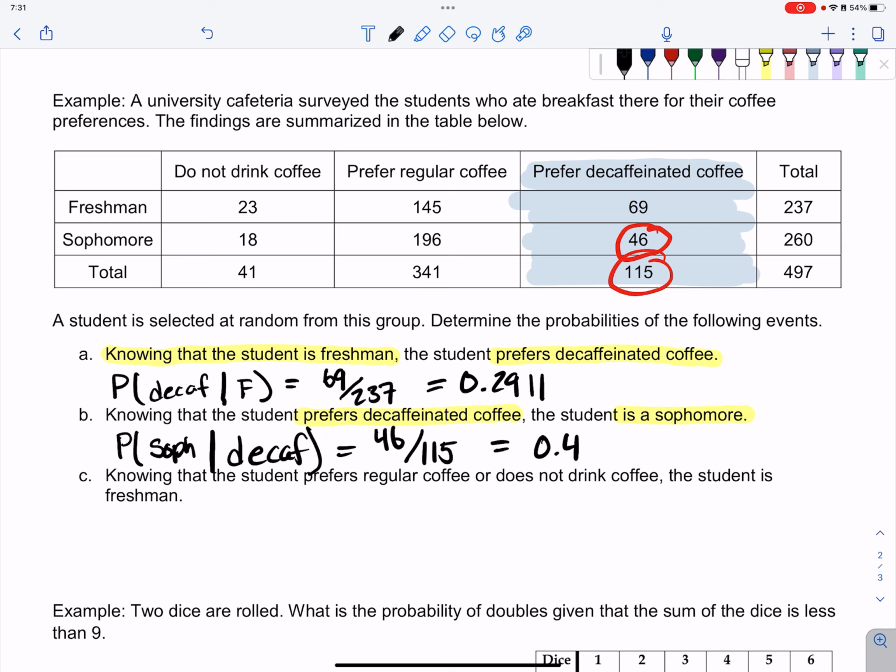And then lastly for our table, we are asked to find the probability where, knowing the student prefers regular coffee or does not drink coffee, the student is a freshman. So now we have been given that they're one of 2 things. They prefer regular coffee or they do not drink coffee. And from there, we want to find the probability that they're a freshman.